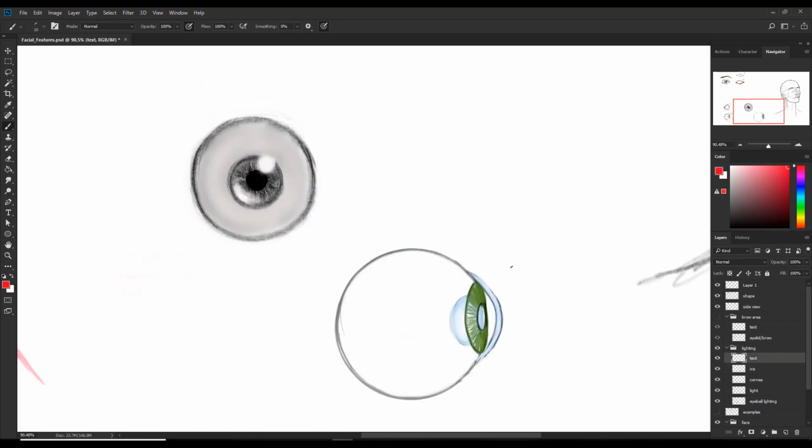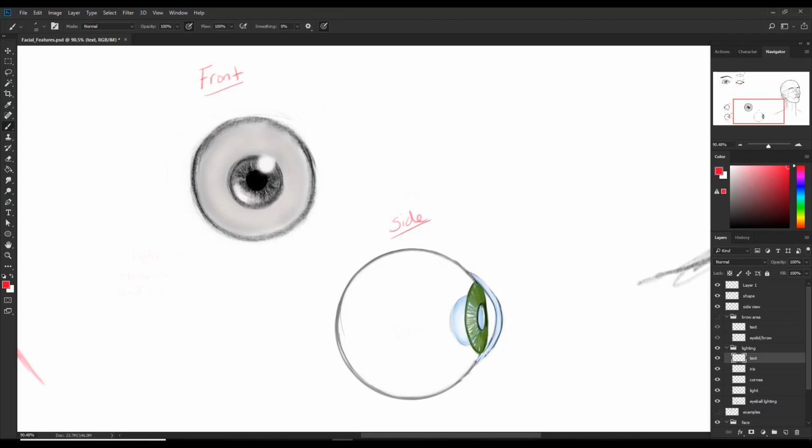Next, let's talk about lighting the eyes. So here I have a couple different examples. We have a front view over here and a side view over here. All right, so from the front view, if we look at the eyeball, it looks like a perfect circle. Well, maybe not perfect, but a circle.